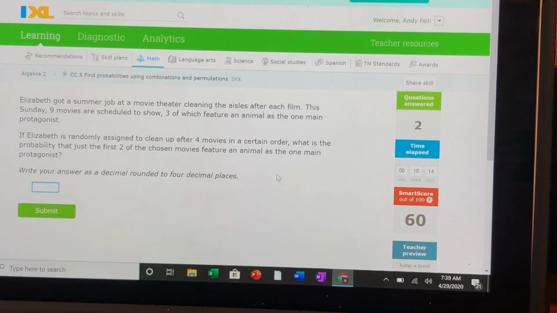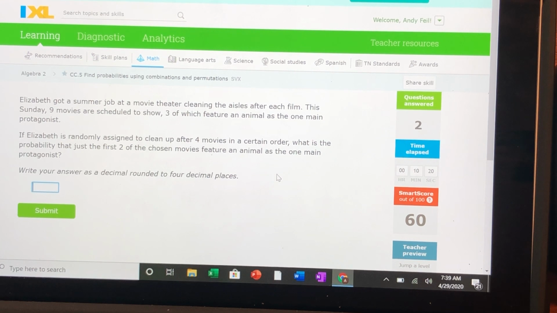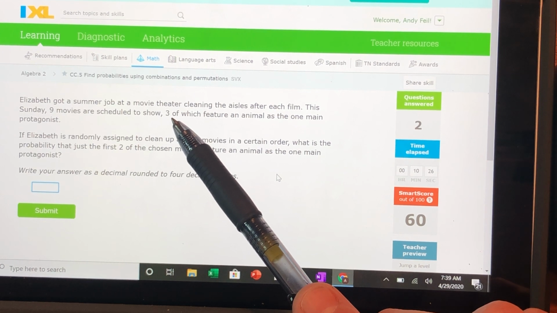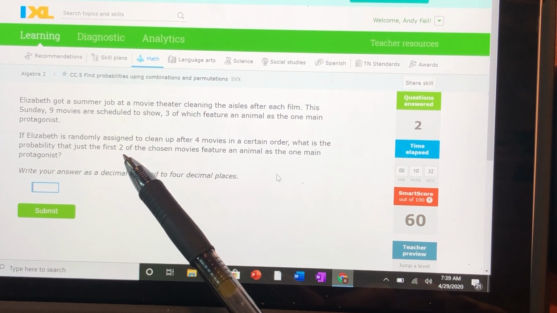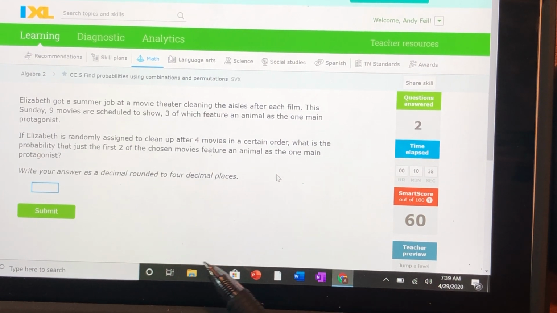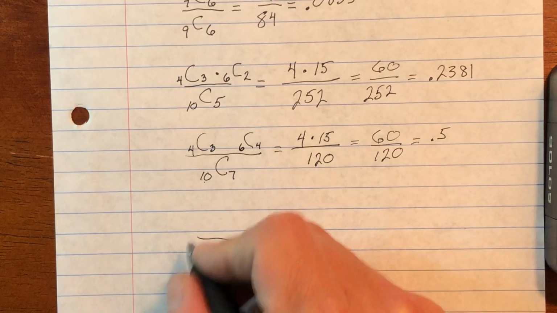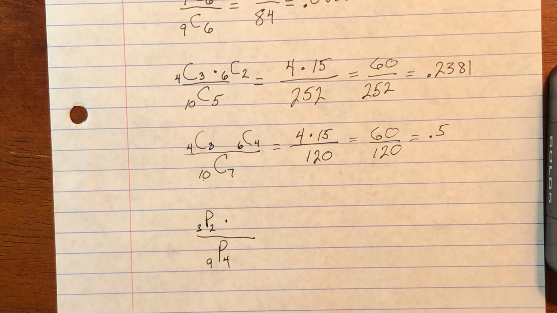Now let's figure out the numerator. We've got 2 kinds of movies here. We have 3 where you have an animal as the lead character. So let's figure this out here. We've got 3 that have an animal as the main character, and she wants to find out what is the probability that just the first 2, okay, so again, order matters, but the first 2 feature an animal as the main character. So you've got 3 to choose from, and you're choosing 2. I think you're starting to figure this out. Yeah, you got 3 choose 2.